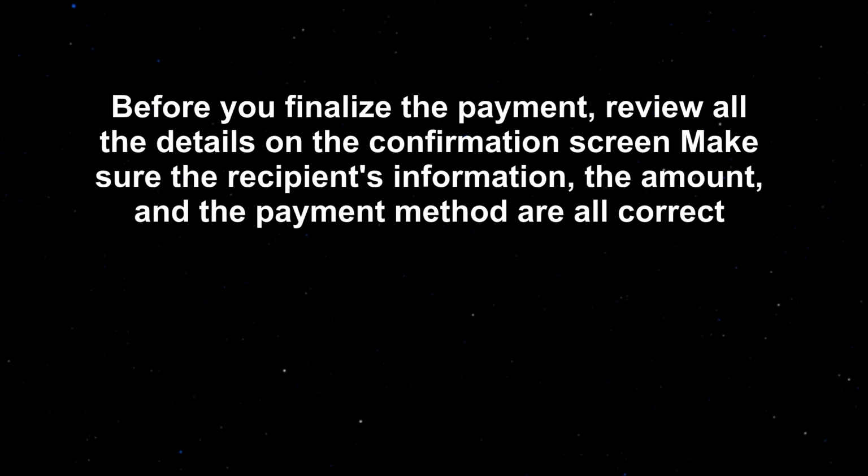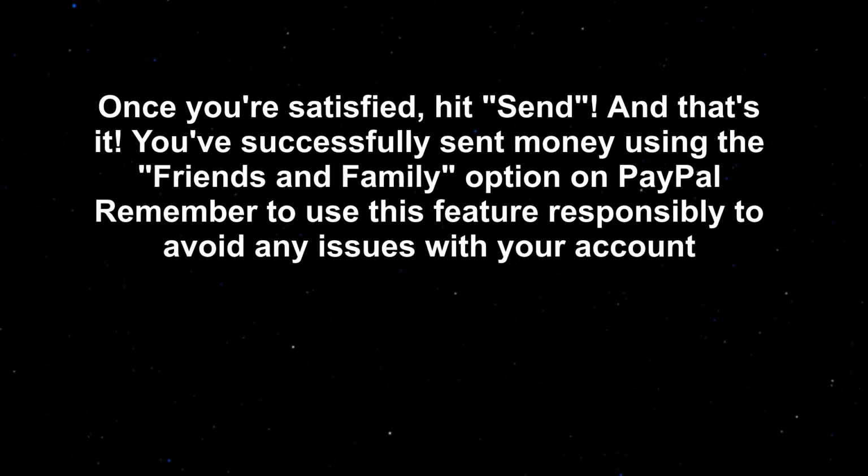Before you finalize the payment, review all the details on the confirmation screen. Make sure the recipient's information, the amount, and the payment method are all correct. Once you're satisfied, hit send, and that's it. You've successfully sent money using the friends and family option on PayPal. Remember to use this feature responsibly to avoid any issues with your account.